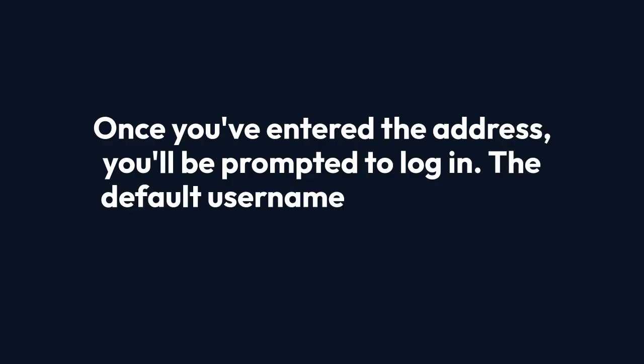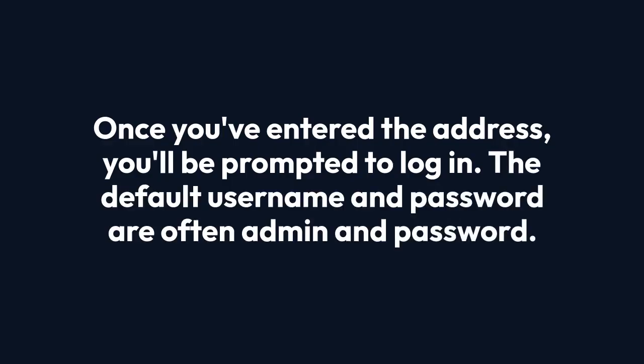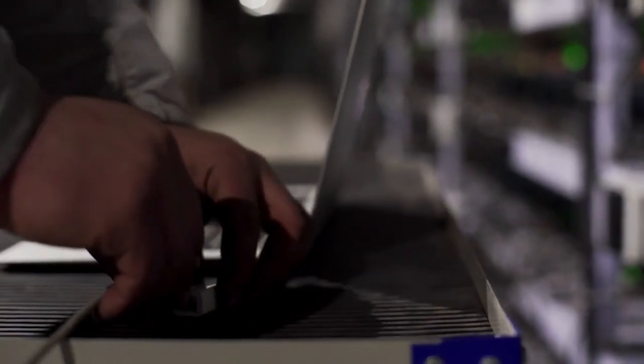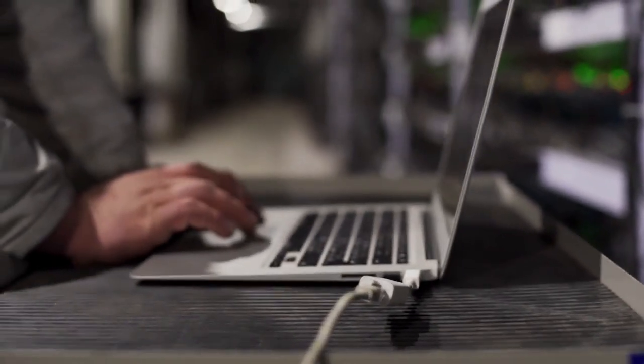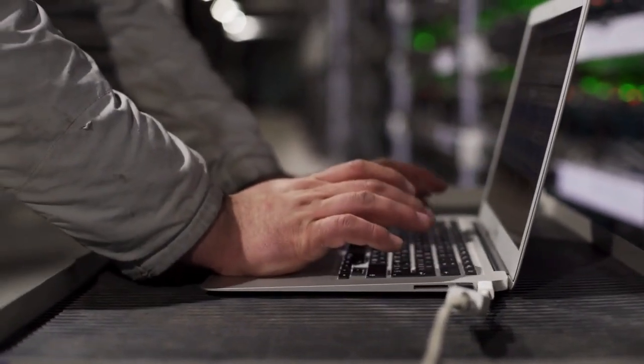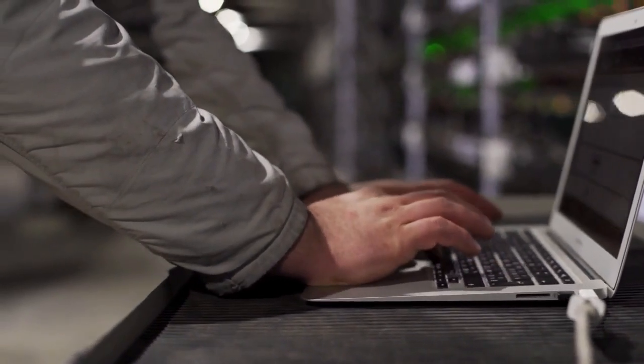Once you've entered the address, you'll be prompted to log in. The default username and password are often admin and password. However, it's crucial to change these to something more secure after the initial setup. Check your router's documentation or the Spectrum website for the default credentials if those don't work.